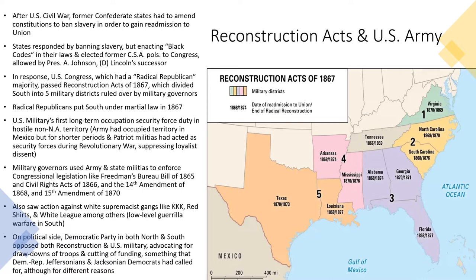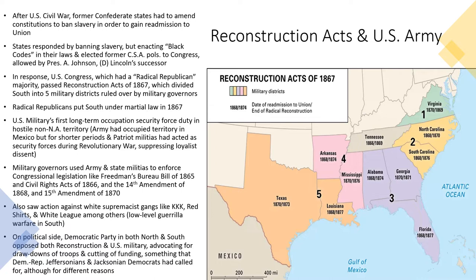Congress, however, was controlled by the Republican Party, particularly a group called the Radical Republicans. You will have heard them in your American history classes and general discussions of Reconstruction. And the Radical Republicans, they wanted to reconstruct the South and eliminate the social systems that had grown up with slavery. So they passed the Reconstruction Acts of 1867, which divided the South into five military districts, ruled over by military governors. And the Radical Republicans, as part of this, also put the South under martial law, which allowed the U.S. Army to act with a lot more flexibility in its operations. It didn't have to worry about U.S. civil law in the same way that it would if martial law had not been declared.